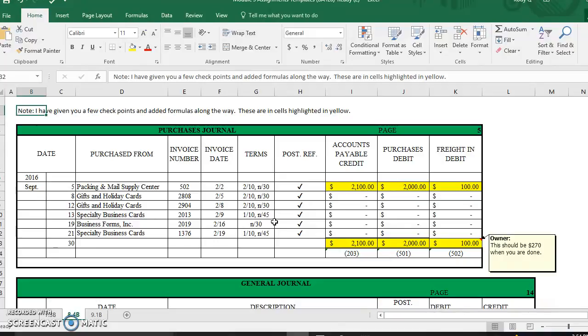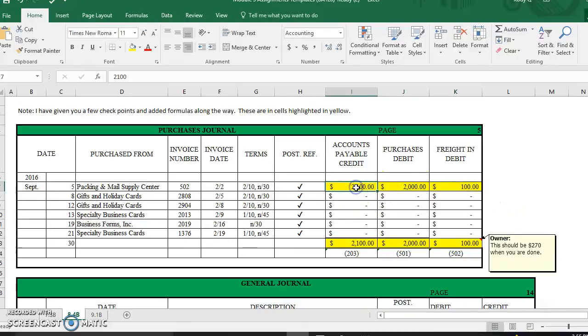So let's look at your first one here, because you want to get your purchase journal done. And your purchase journal will be in that box below with your transactions. So your first one there is February 5th from Packing and Mail Supply Center. It says you purchased copy paper from Packing and Mail Supply Center for $2,000 plus $100 shipping on invoice 502 dated February 2. So we've got invoice 502, invoice date 2/2. There's your terms given from above, and then you're going to have your accounts payable. So when you bought this from them, you bought $2,000 of supplies, but then you also had to pay $100 to get it shipped. So the total that you had to pay was $2,100. So there's your $2,100. Here's your purchase debits of $2,000, and here's your freight in debit of $100.